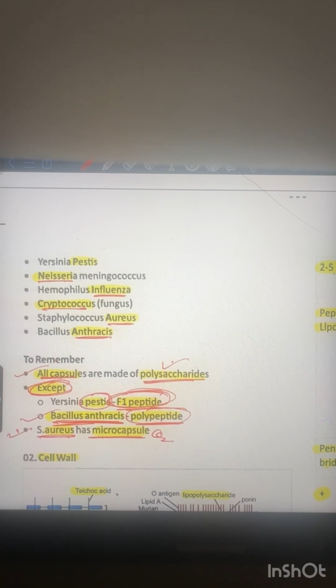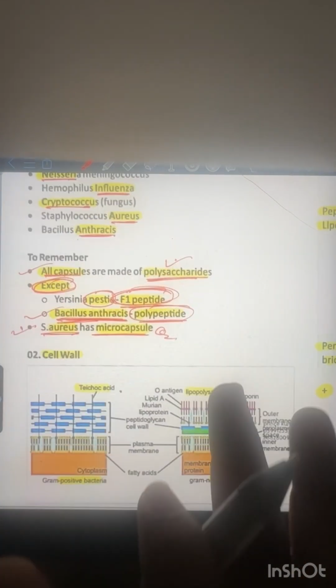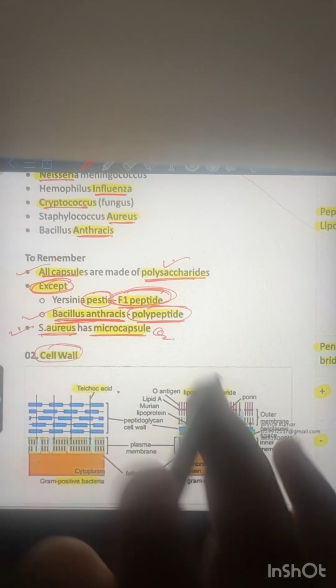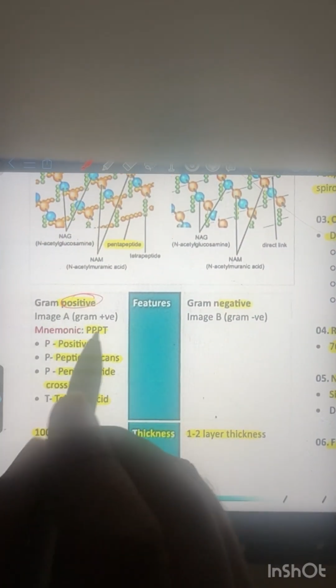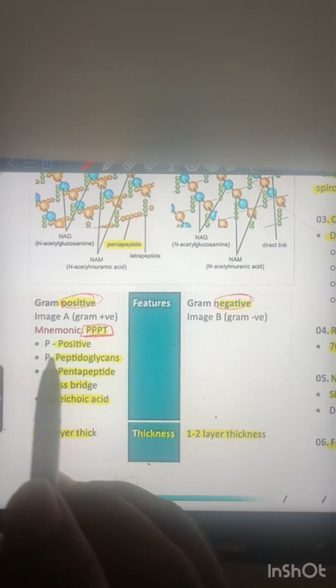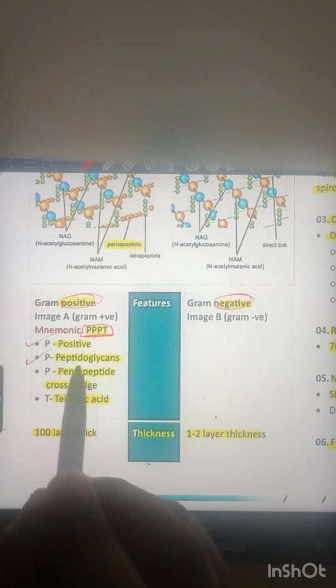Okay, having discussed it, the next layer that I'm going to go on to is, of course, the very, very famous cell wall. And you know you have to differentiate between a gram-positive and a gram-negative cell wall. I always tell people that the best way of differentiating it is to remember the mnemonic PPPT. What is PPPT? When I'm talking about a gram-positive organism, something that is going to be predominantly present is peptidoglycan. It is predominantly made up of peptidoglycan.